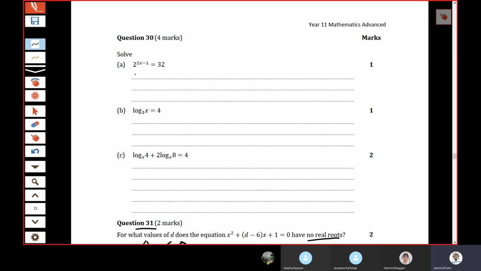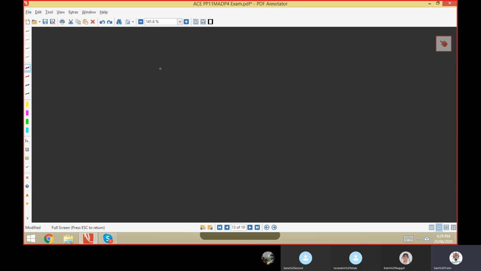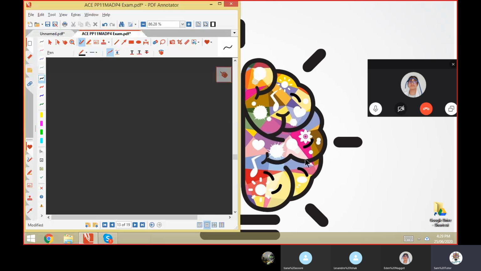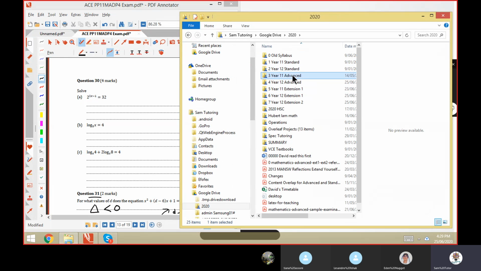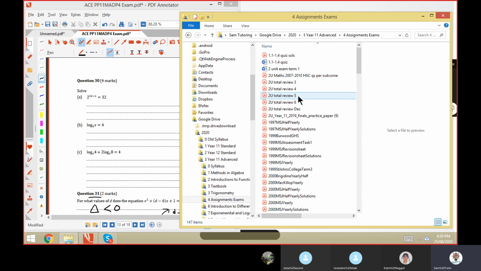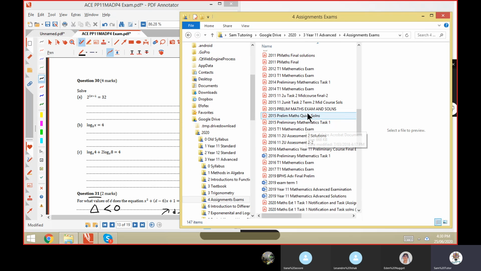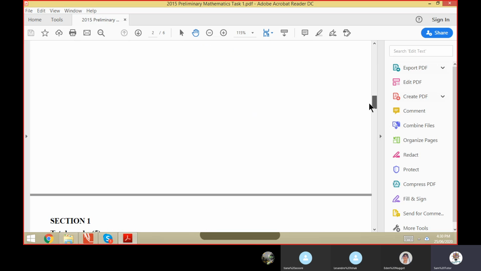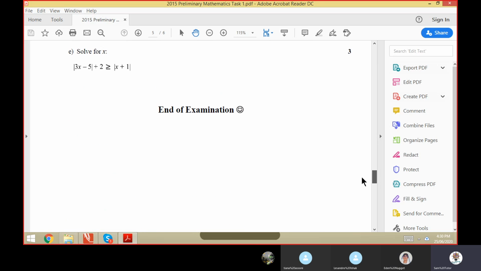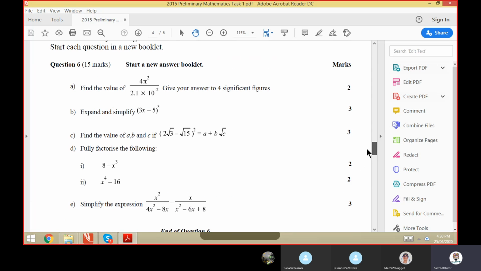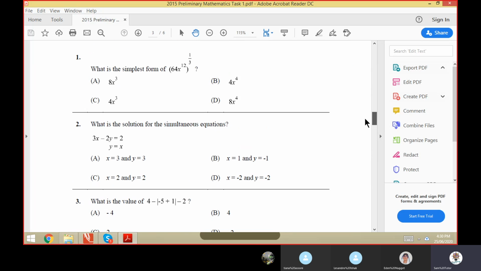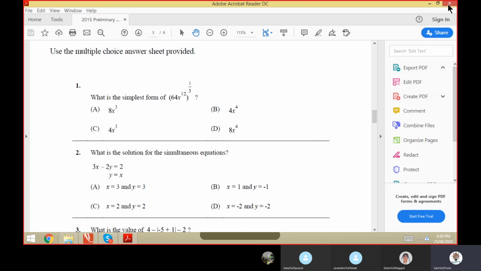All good. 2 to the power of 2x minus 1 equals 32. And since you said that, I'll even show you how your exam papers will look, if I can. 2020, Year 11 Advanced Exams. Yeah, that's task 1. See what I mean? There's no A level. It's just do it. There's no B level. These are the questions. So it doesn't really work like that, but that's task 1.